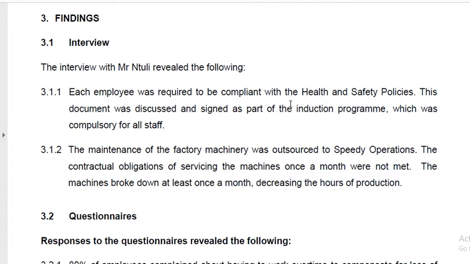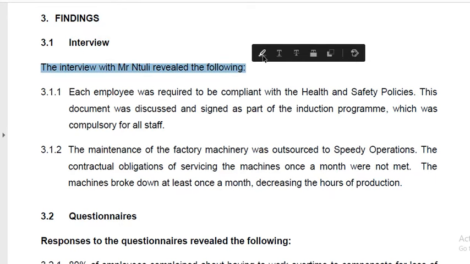So they say here, and remember that everything all the time is supposed to be in the past tense. Yes, that's what I want to say. Okay. 3.1 interview. The interview with Mr. Ntuli revealed the following. Even if you don't write this, it's not actually necessary, but if you feel like you can do it, yeah, you can do it. I would write this, but it's up to you actually.